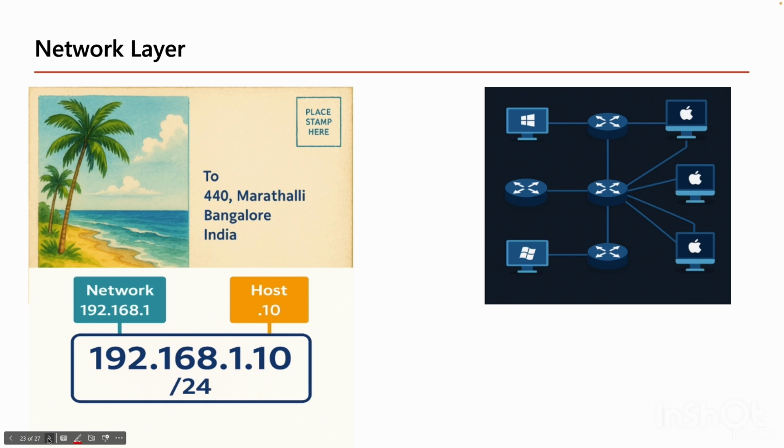Now we come to the network layer. The network layer is responsible for addressing, that is, whom to send the data to. Now it has got the data from the transport layer. Now it has to be packaged and sent out. So its main function is to address, that is, whom to send the data to, right?